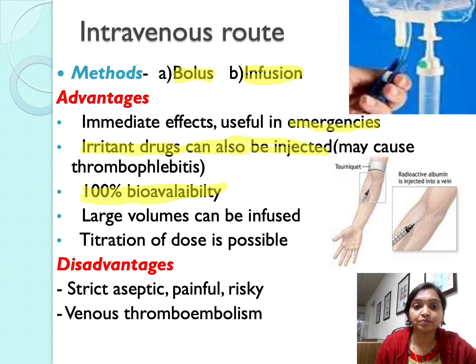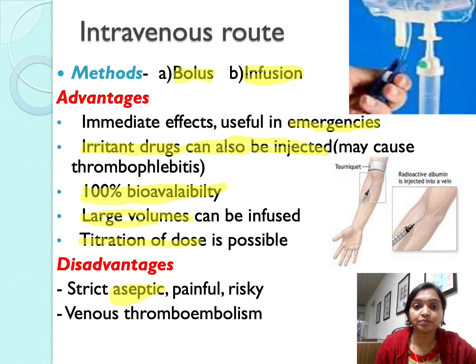And you can also give a large volume of drugs through infusion, and since the bioavailability is 100%, you can also titrate the dose. How much you have given, all that can be titrated in an emergency condition. The disadvantage of this route is that you have to maintain strict aseptic precautions, otherwise it can lead to infections. Okay, so aseptic precaution is required.